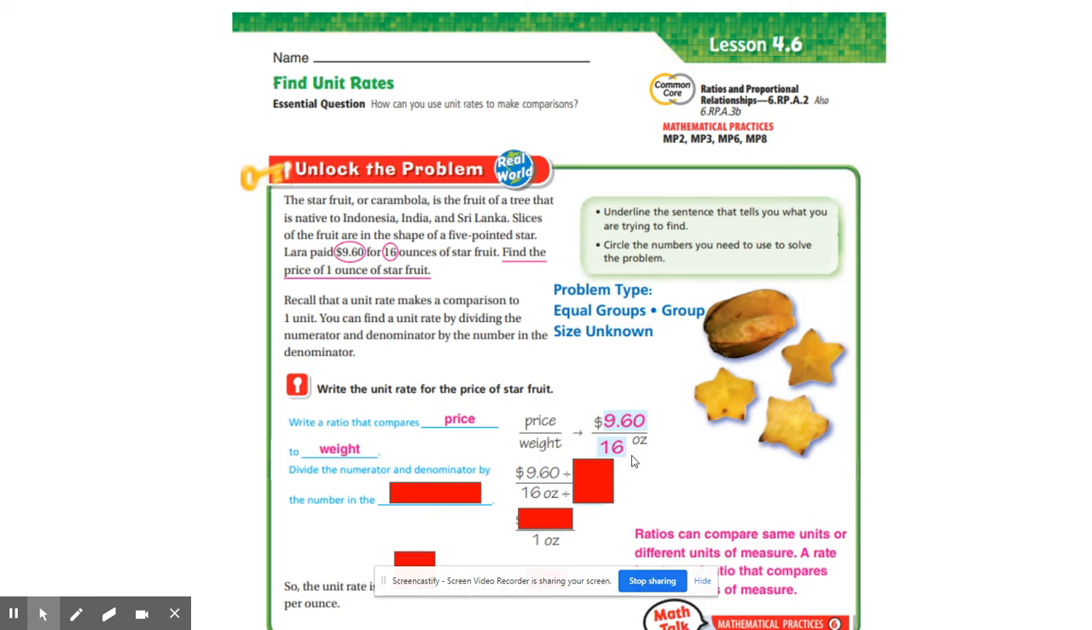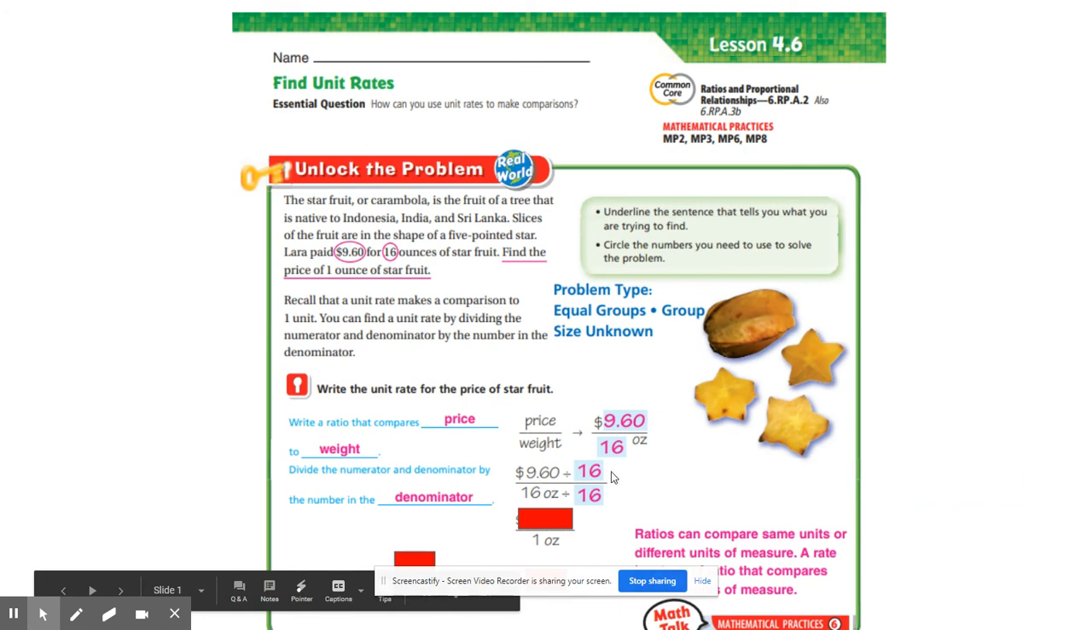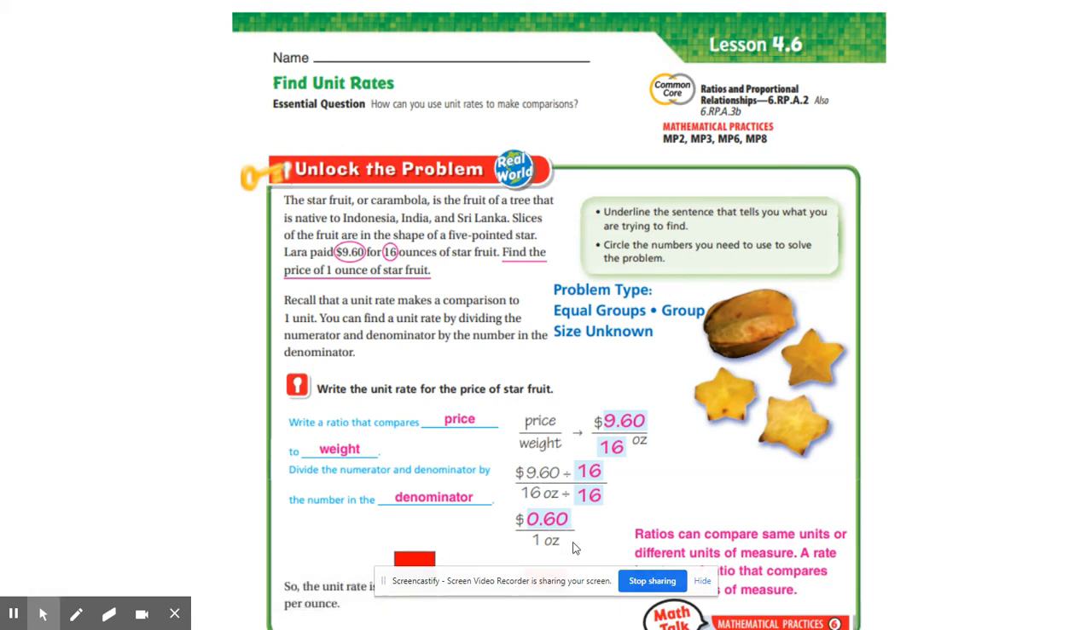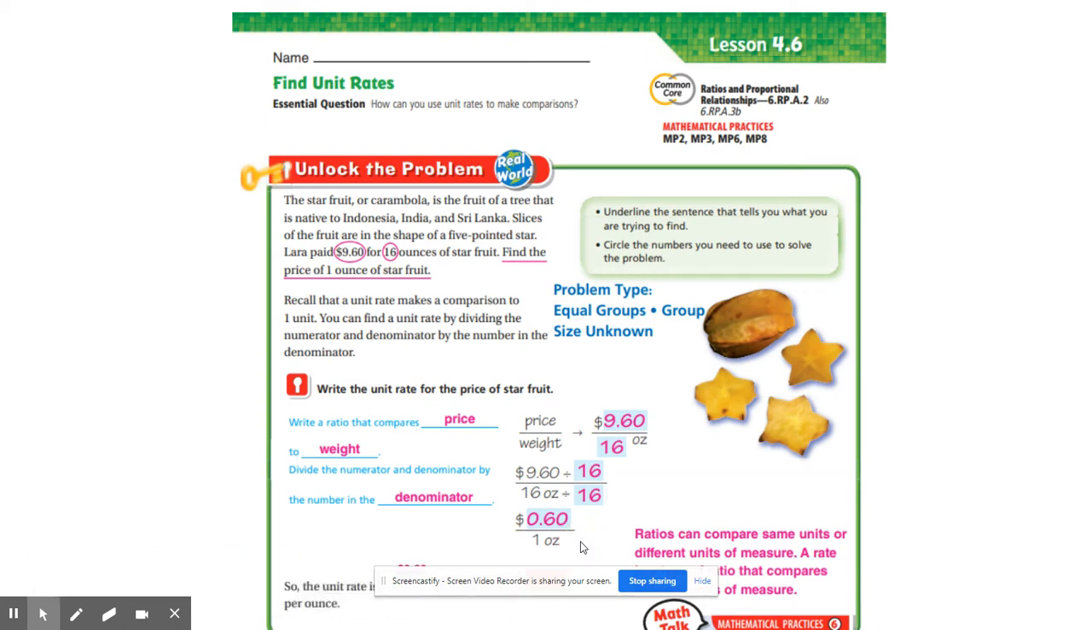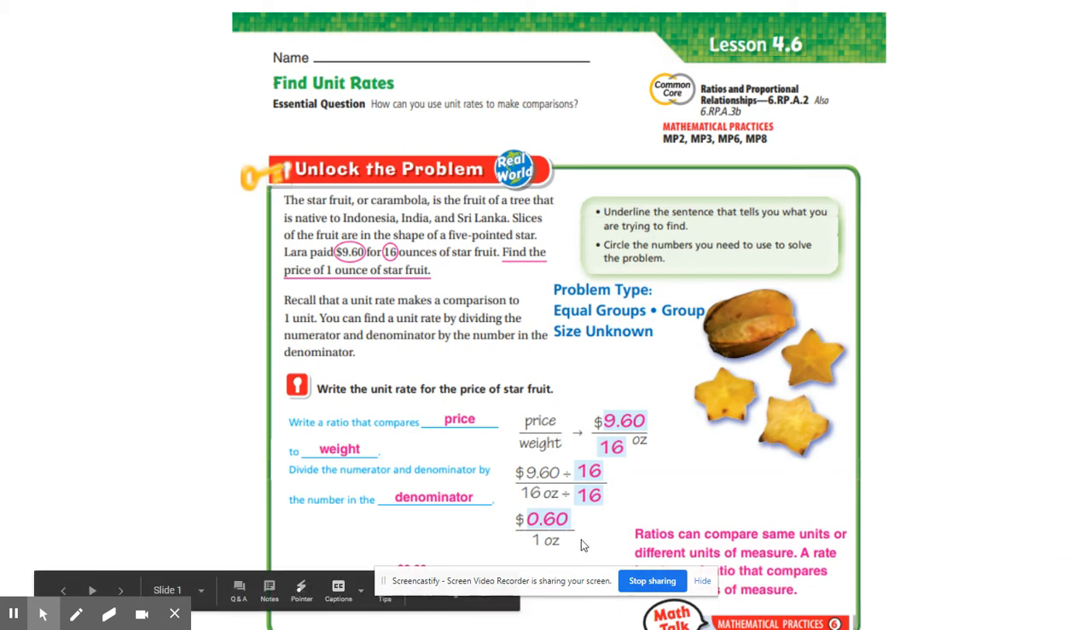So we're going to divide our top and bottom, our numerator and denominator, by the denominator. In this case, 16. And that will reduce it down to 60 cents per ounce, or 60 cents for 1 ounce of fruit. So basically, about one bite of the fruit is 60 cents. A little on the pricey side. That was what we call our unit rate. It would be 60 cents per ounce for this fruit. That's going to be our magic number for unit rates: always reduce it down to 1. That's going to keep coming up over and over again.